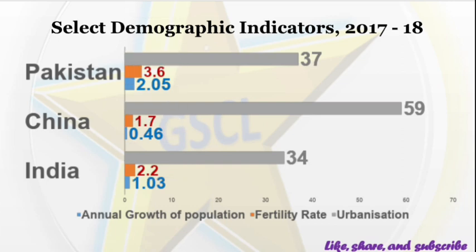Next indicator, that is annual growth of population, had been 2.05 in Pakistan, 0.46 in China, and 1.03 in India.